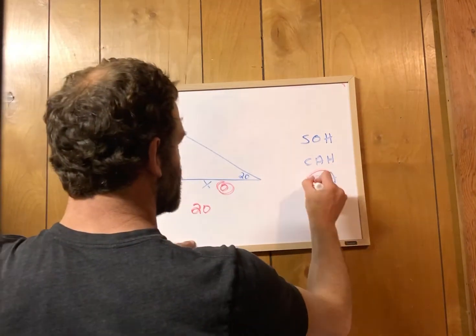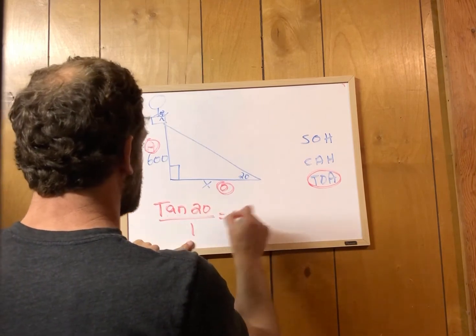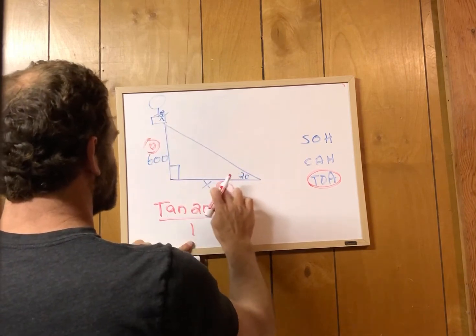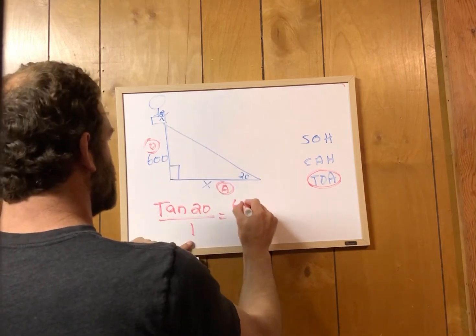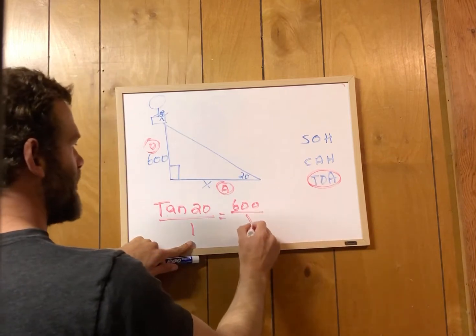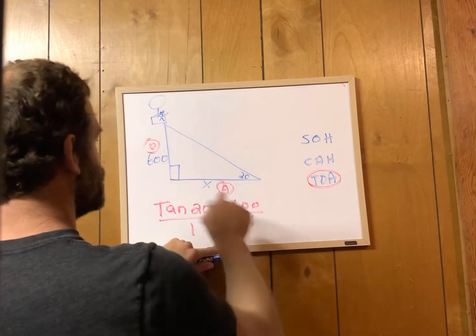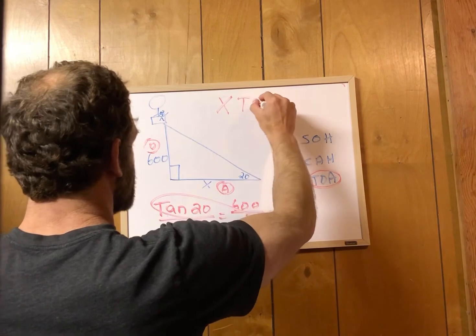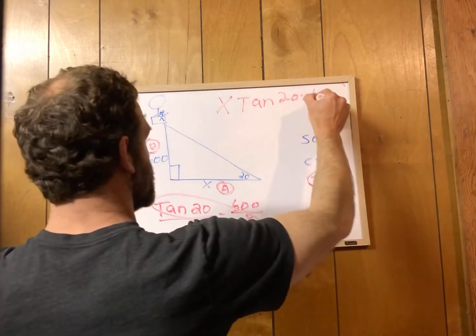So tangent is the O and the A. So I would say tangent 20 equals, I'm sorry, this is my O, I'm sorry guys, and this is my A right here. Tangent equals opposite, which is 600, over adjacent. Opposite over adjacent, which is x. Okay. Cross multiply. So I'm going to say x times tangent 20, cross multiply, because this is a proportion. X times tangent 20 equals 1 times 600.